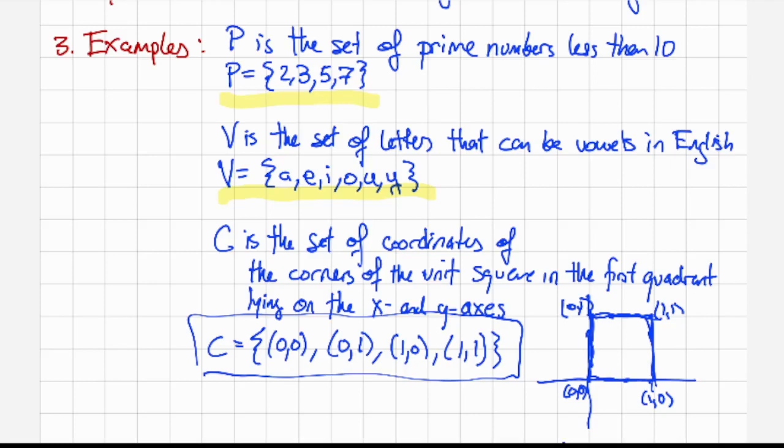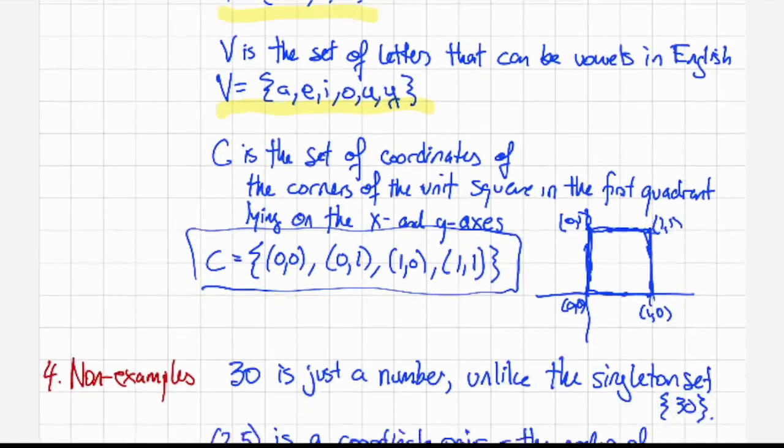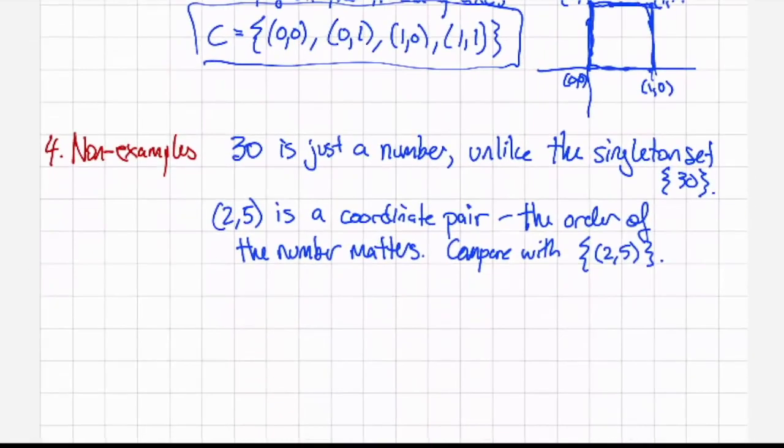Alright, so remember, don't just come up with examples, also come up with some non-examples. Things that aren't sets. Here I have two different examples. First example, the number 30. The number 30 is a number. It's not a collection of objects. There is a set that contains 30. That's a set. But the number 30, it's just a number. It's not actually a set.